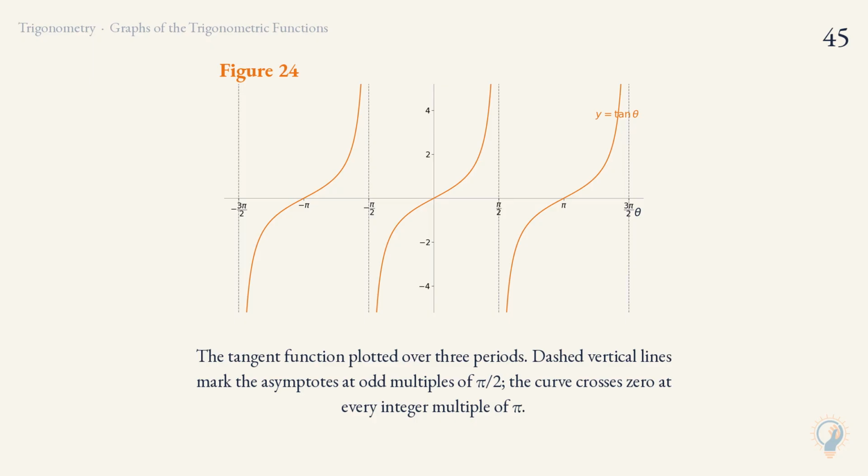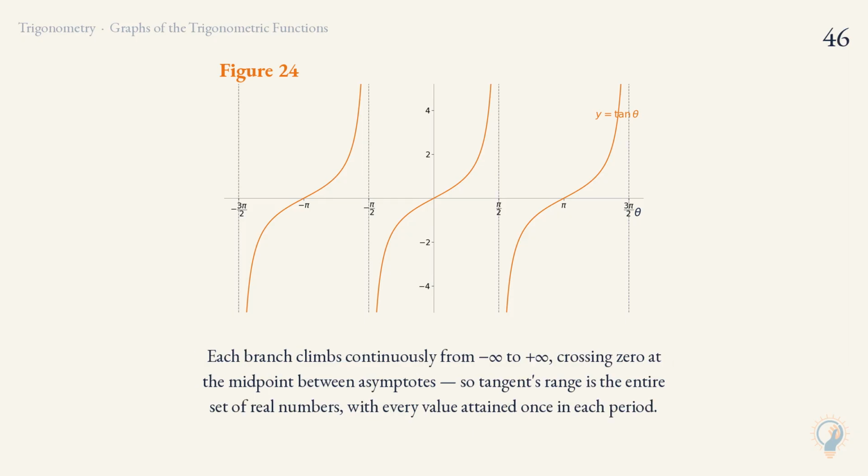Figure 24. The tangent function plotted over 3 periods. Dashed vertical lines mark asymptotes at odd multiples of pi over 2. The curve crosses 0 at every integer multiple of pi. Each branch climbs continuously from negative infinity to positive infinity, crossing 0 at the midpoint between asymptotes, so tangent's range is the entire set of real numbers, with every value attained once in each period.